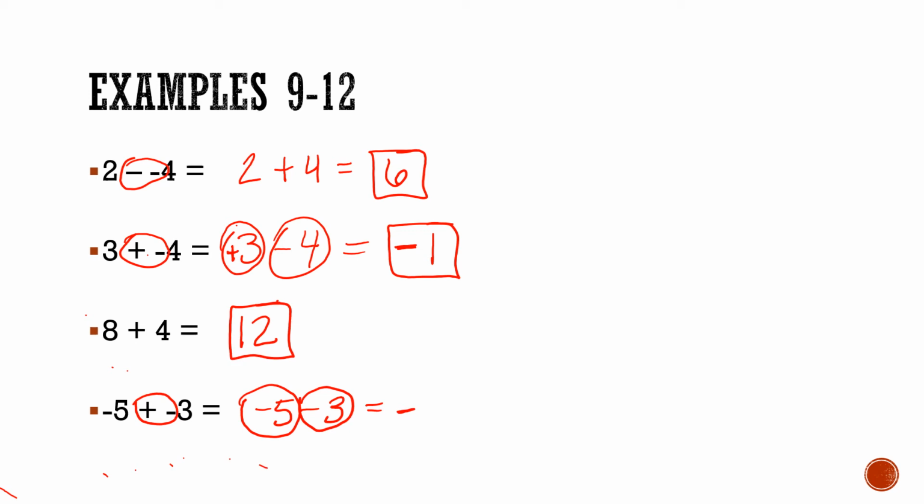So since they have the same sign in front of the two numbers, both of them have a negative sign in front of them, then that means we add the two numbers. So 5 plus 3 is 8, and you would get negative 8.